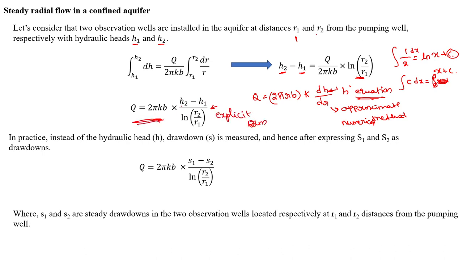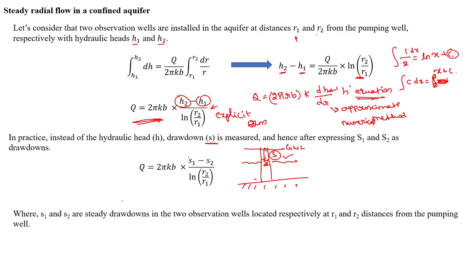Alternatively, rather than using h1 and h2, which are hydraulic heads, we can measure the drawdown. Suppose we insert the well; this is the water level and this is the ground level. From the ground level, how much drawdown is there? In practice we often measure this and not h. So we replace h1 and h2 with s1 and s2. This will be s1 minus s2 divided by ln of r2 by r1.